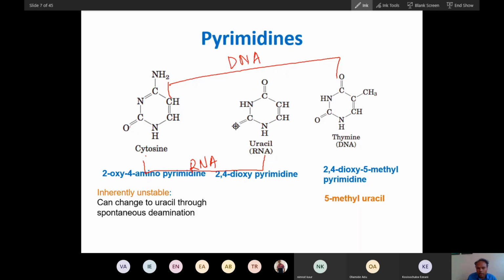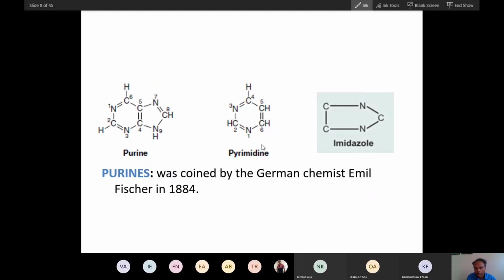You can remember it this way: cytosine has a different group, but uracil has the same group. Thymine is different from uracil by a methyl group, so you can easily remember. Now purine is nothing but a fusion of pyrimidine plus an imidazole ring. So this is purine.